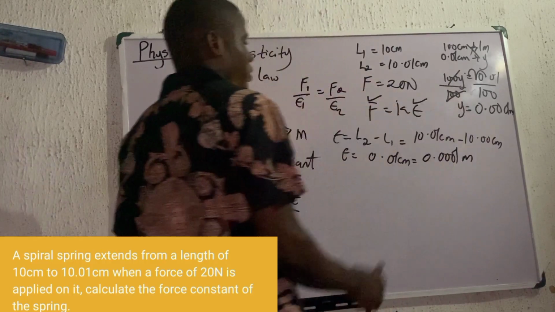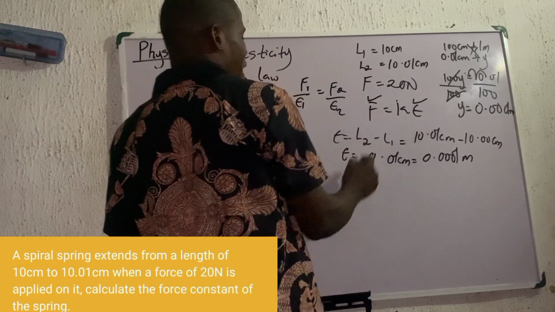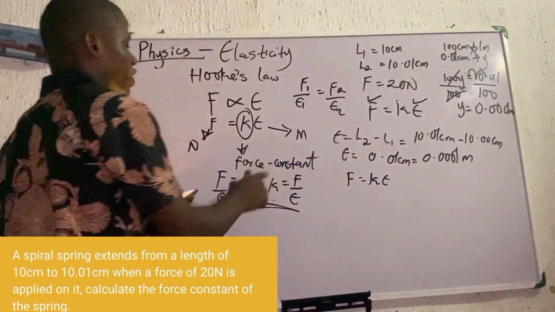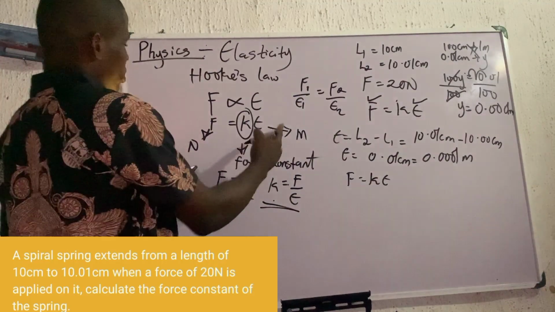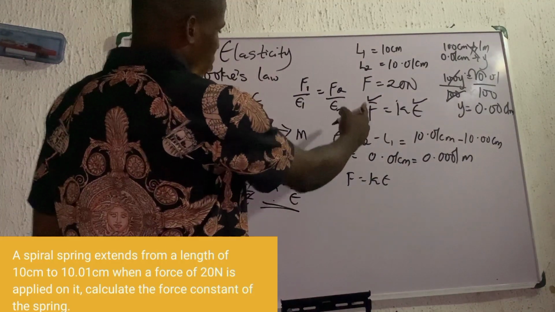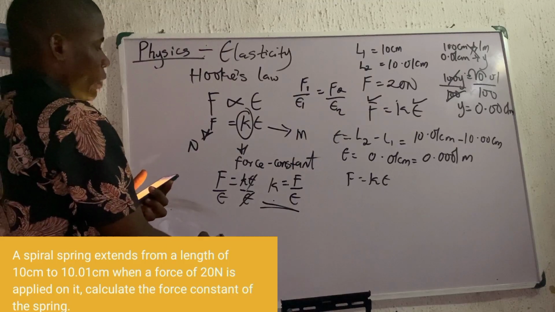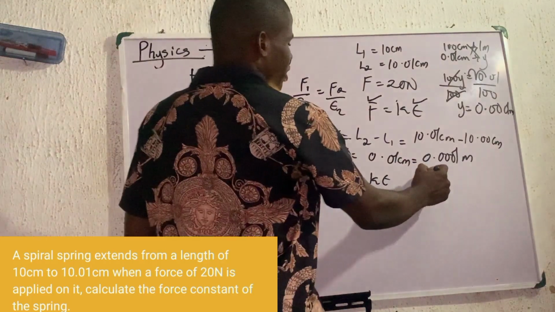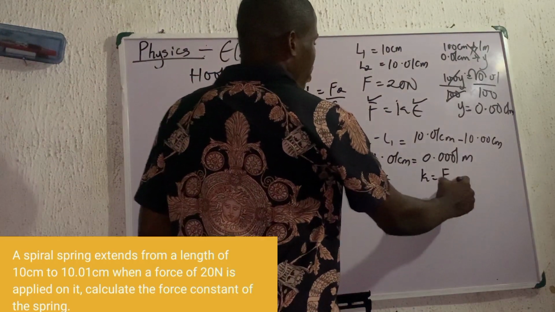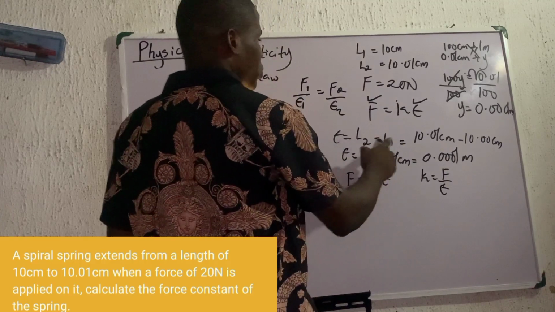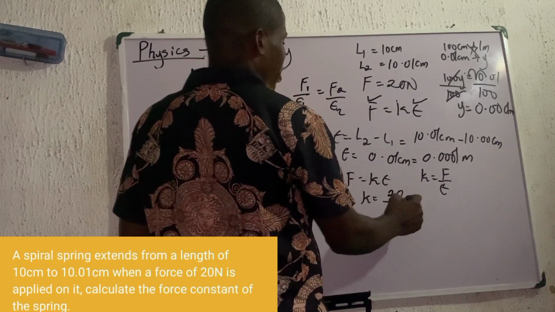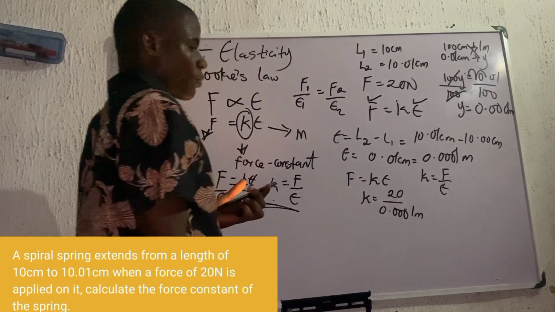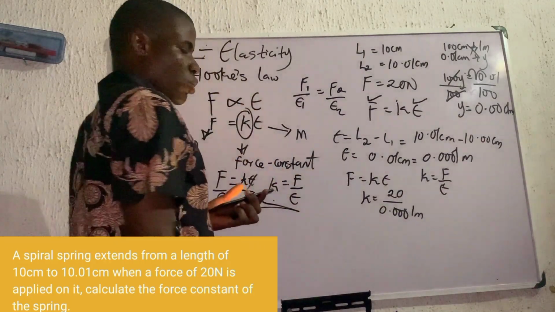So this 0.01 cm in meter is 0.0001 meters. So from our formula, we have F is equals KE. Remember, we are looking for the value of K, and we've made K subject of formula somewhere here. We have that K is equals F over E. So the force constant that we are looking for, F is 20 all over E, which is 0.0001 meters.